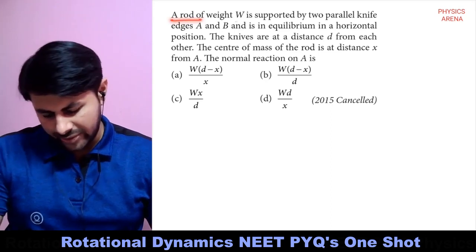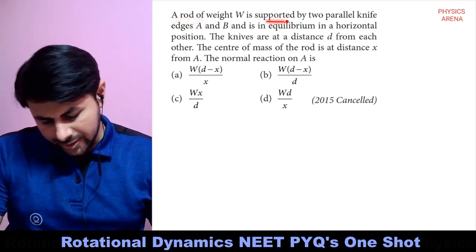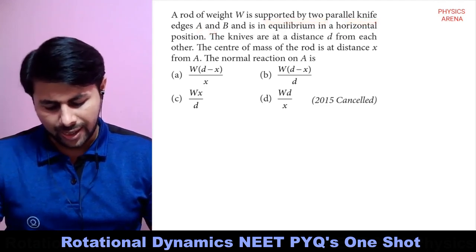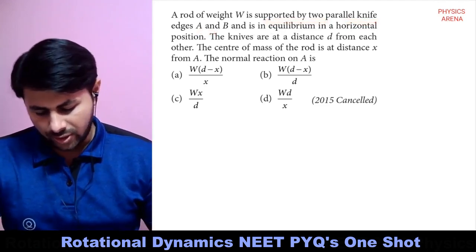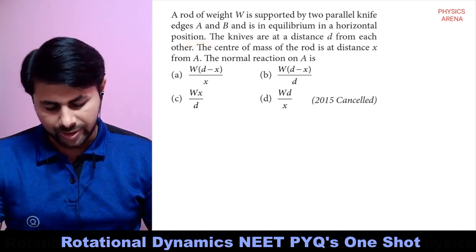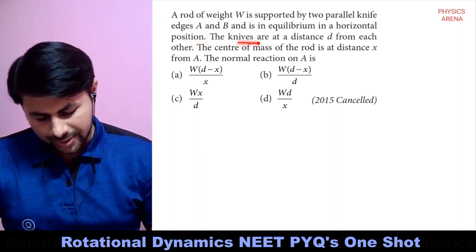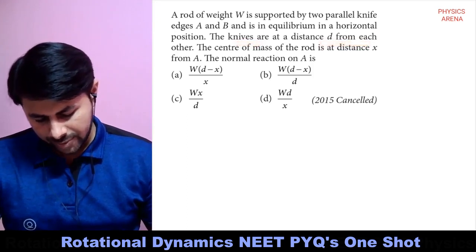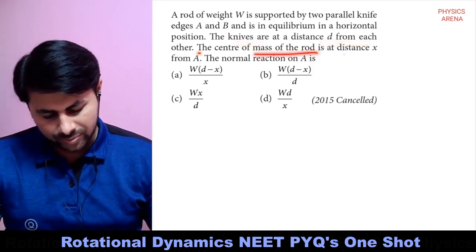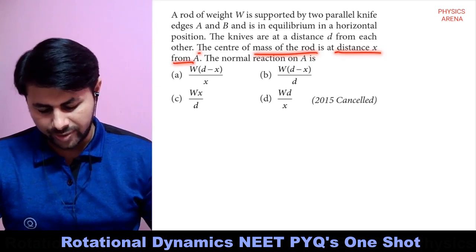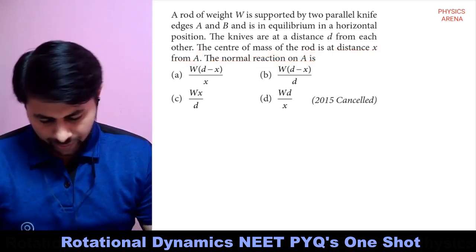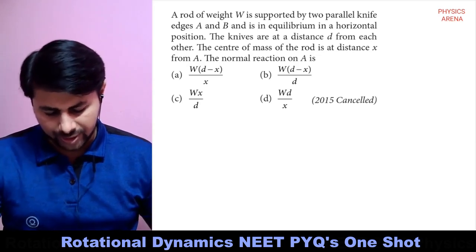A rod of weight W is supported by two parallel knife edges A and B and is in equilibrium in the horizontal position. The knives are at distance D from each other. The center of mass of the rod is at distance x from A. The normal reaction on A is. Okay, so this is a very simple question.